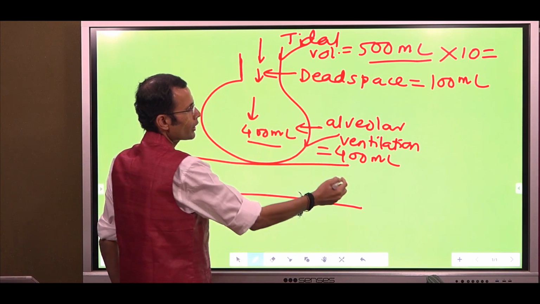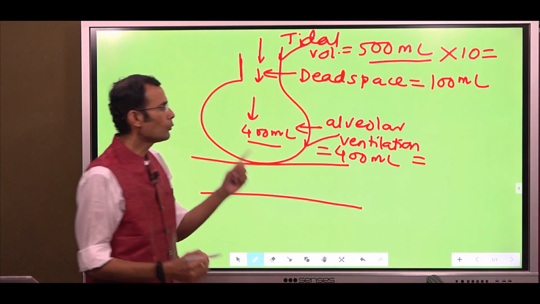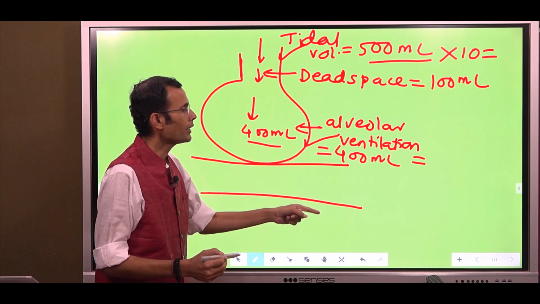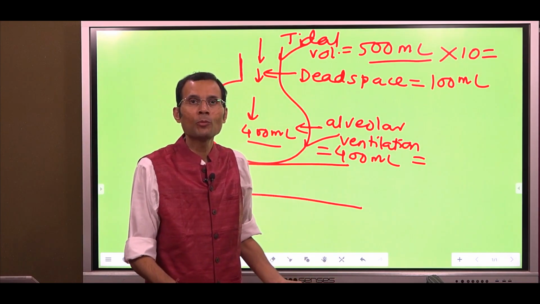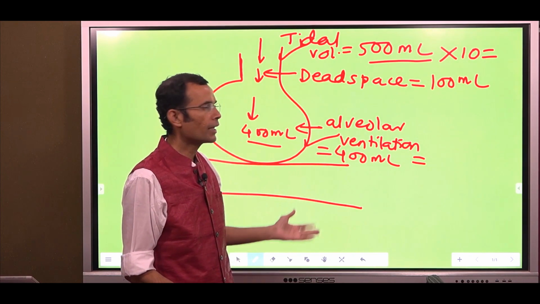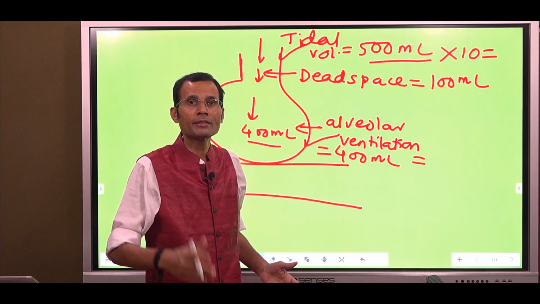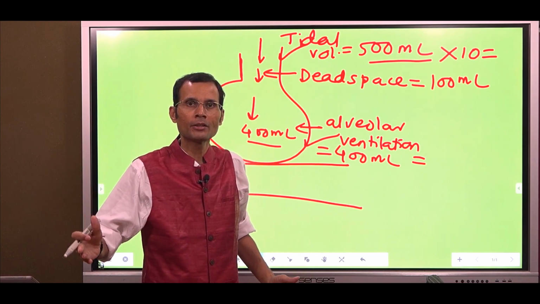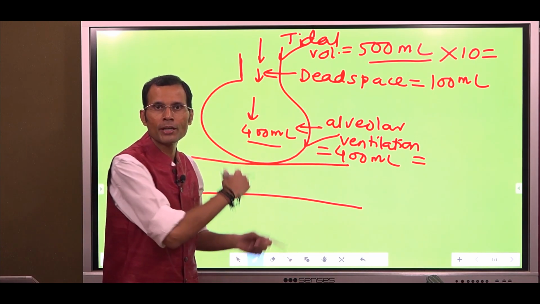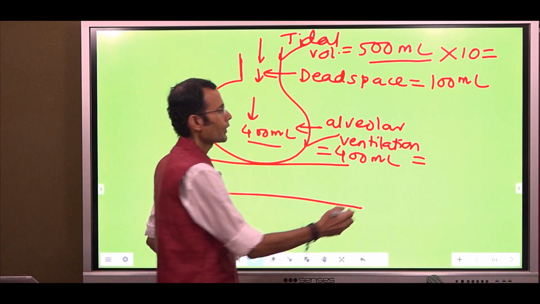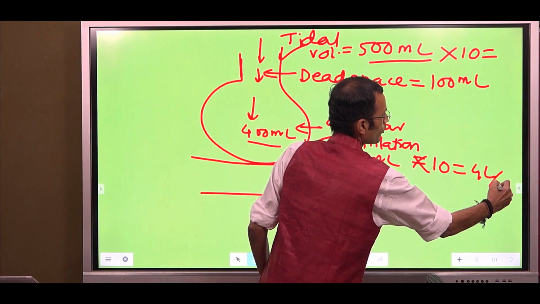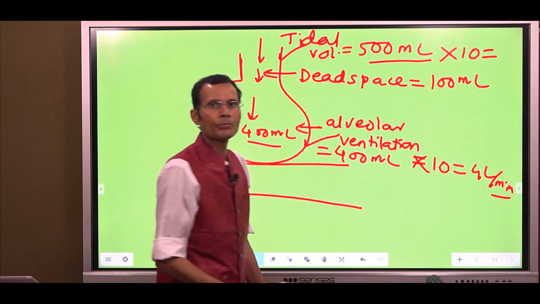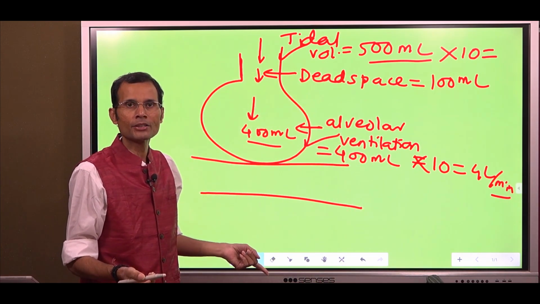Then alveolar ventilation: in one breath 400 ml is reaching the alveoli. Then in 1 minute how much ventilation will occur in the alveoli? If the respiratory rate is 10 breaths per minute, in each breath 400 ml reaching the alveoli and 10 such breaths per minute, that means 4 liters per minute will be the alveolar ventilation.